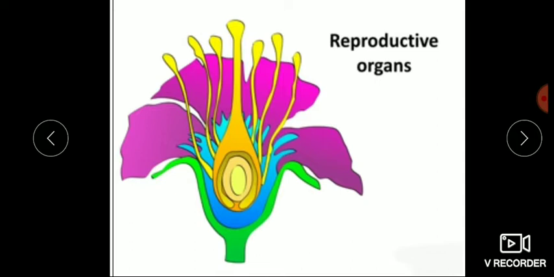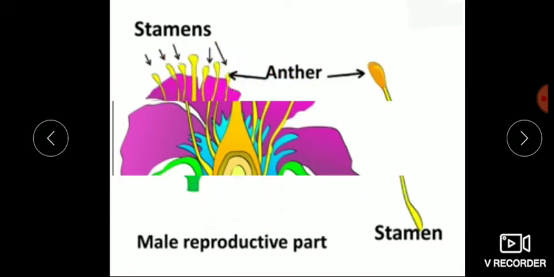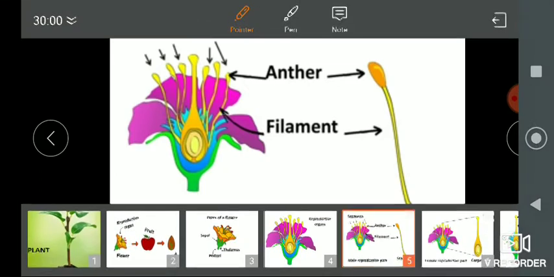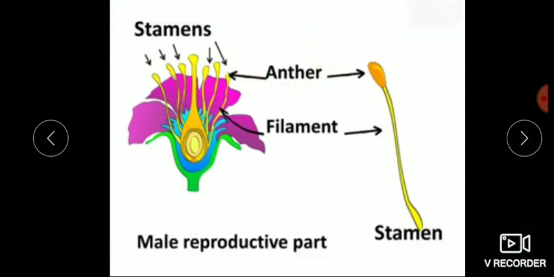Now we have to know that the flower is a reproductive organ. But how? A flower has two reproductive parts. First, the male reproductive part. Okay? The male reproductive part has two parts, anther and filament. Okay, the whole is called the stamen.